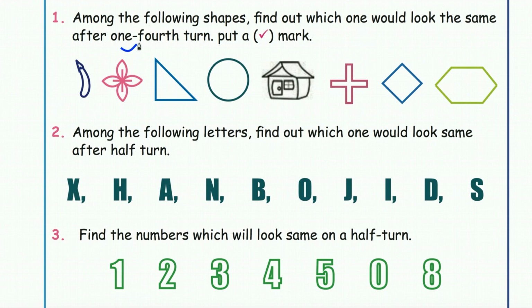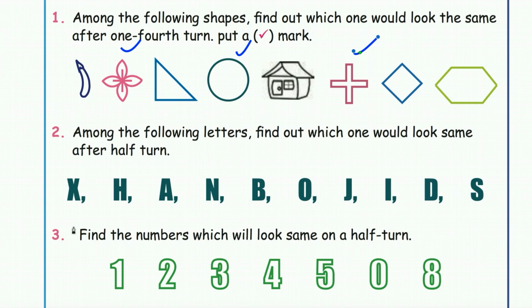Okay. This will not be the same. This will be the same. This will not be the same. 1/4 turn, yeah, this will be the same. 90 degrees, right? This will not be the same. This also will not be the same.